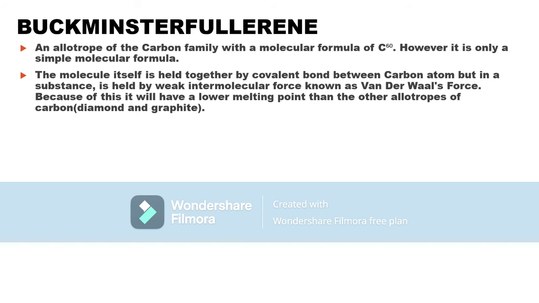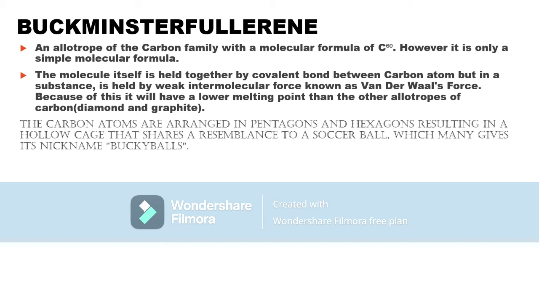Because of this, it will have a lower melting point than the other allotropes of carbon. The carbon atoms of Buckminster fullerene are arranged in pentagons and hexagons, resulting in a hollow cage that shares a resemblance to a soccer ball, which mainly gives its nickname, buckyballs.